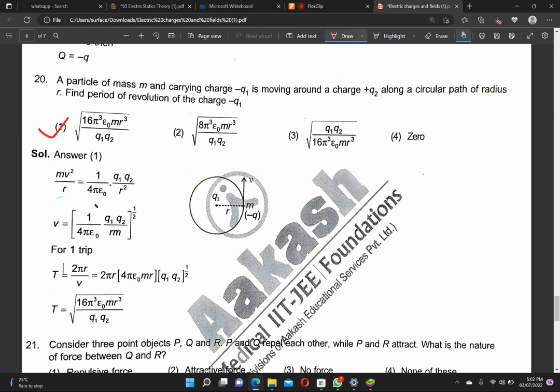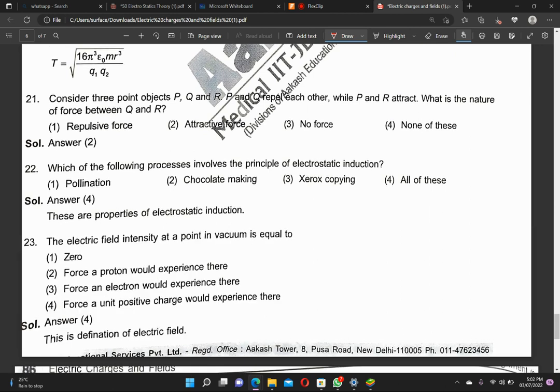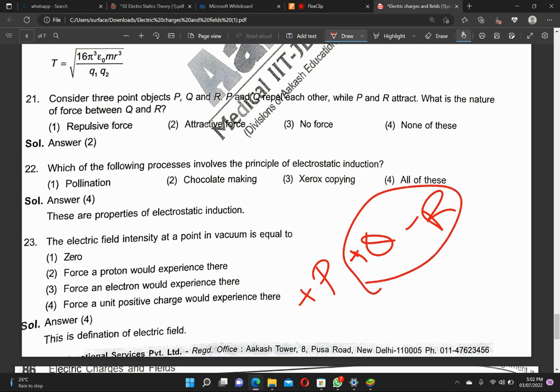So it's option one. Now the next question is, consider 3 point charges P, Q, and R. Okay, so this is P, this is Q, and this is R. P and Q are repelling. Means suppose this is plus I'm taking and this is plus, both are plus, because then they're repelling. While P and R are attracting. Means R should be negative, suppose. Then what is the ratio between Q and R? Q and R, you can see it is attraction. So it is attractive force.